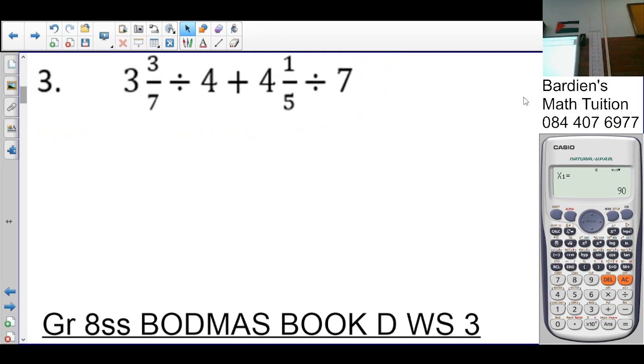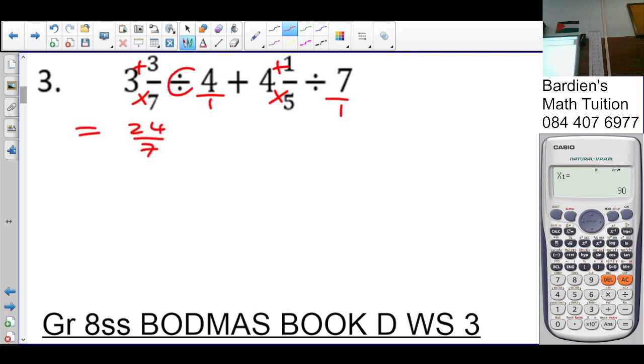Right, what do we do first? Change to improper fraction. As you can see, same rules apply all the time. Okay, so it's going to be 24 over 7. That I can change to multiplication, tumble and times. So it's 4 over 1 plus 21 over 5. You're absolutely correct, 1 over 4.